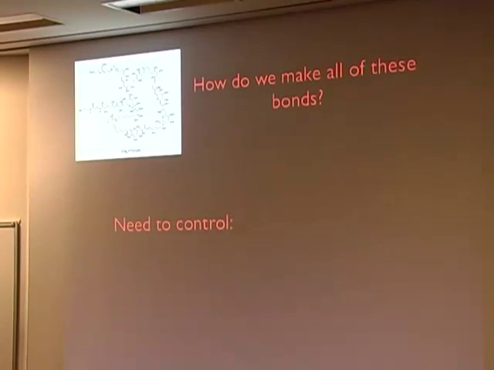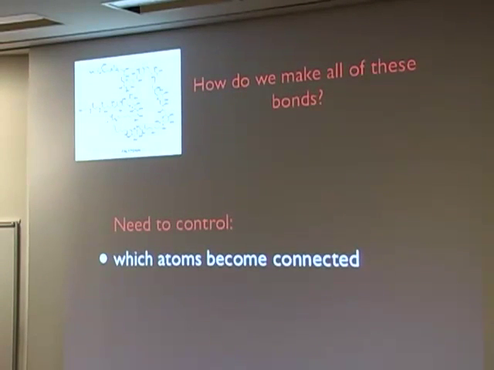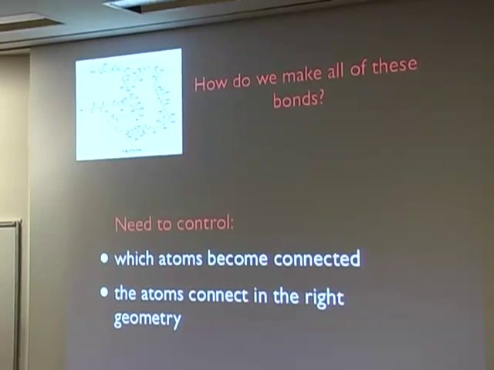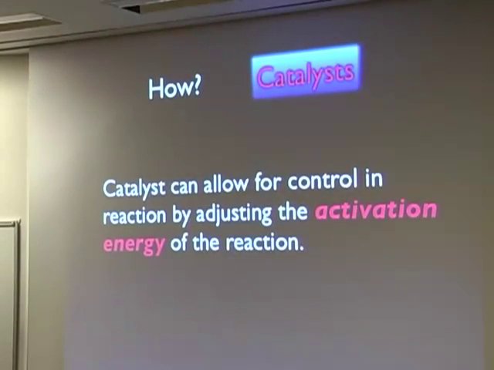So I mentioned two things. One, we need to control which atoms get connected. And we need to be able to control how they get connected in the right geometry. And the tool that we use in my lab is Catalysis and Catalyst, okay?